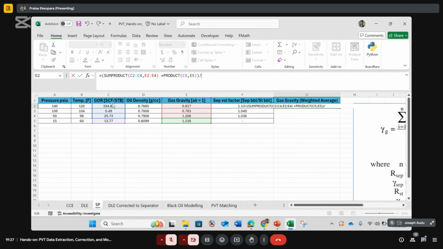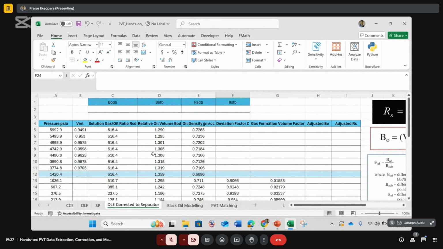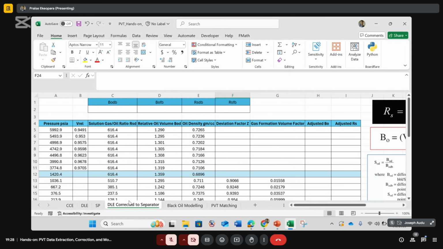So I'll just do sum and sum all of them since they are in the same row. And once I'm done doing that, and I have my gas gravity calculated here, then at this point, what we now need to do is that, remember, I still gave us some reasons why we need to convert, right? Why we need to actually correct our DLE to our separator condition.